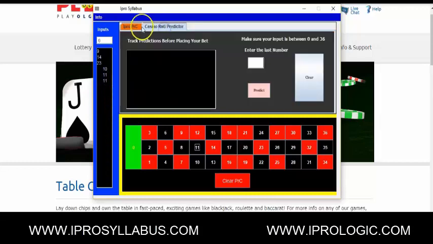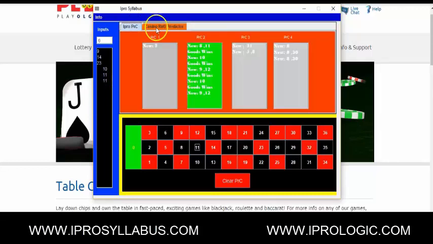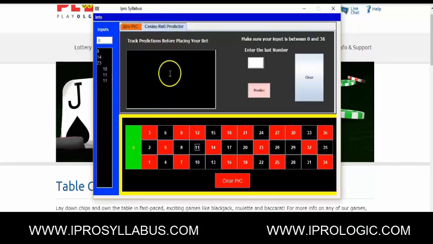We're going to use the PRC for the actual individual number, and we're using a split street or actually split number system. Okay, so let's clear this.